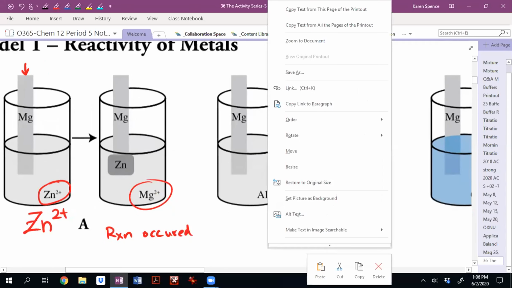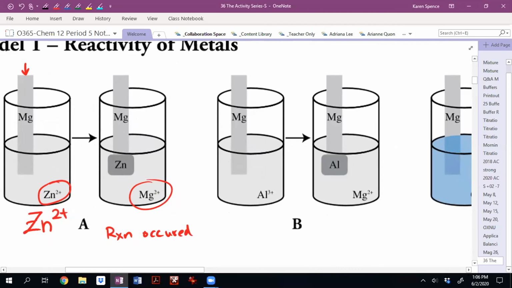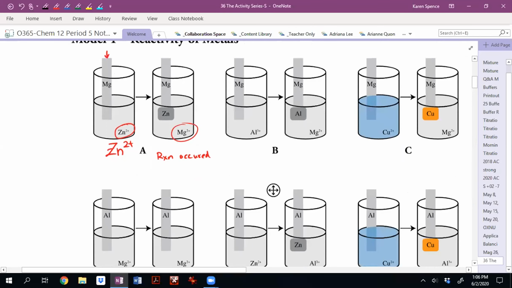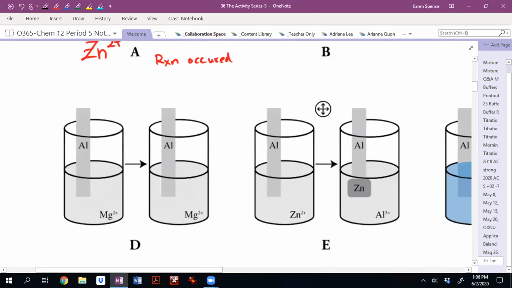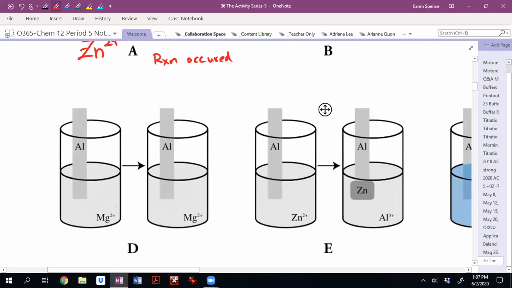Let's find one where a reaction doesn't occur, just so we can take a look at that. If I can make this the right size. There we go. Oh, look at the one right below it. Look at D here. Here we have aluminum and we've stuck an aluminum strip inside a solution that contains magnesium ions. What happened when I left it for a while? Guess what? Absolutely nothing. Okay, so absolutely nothing happened. So there was no reaction here.